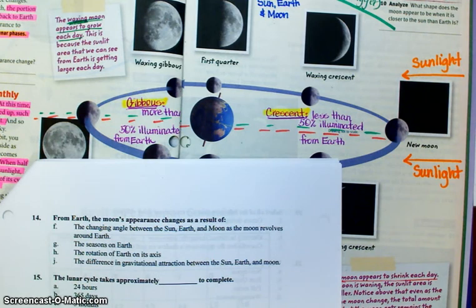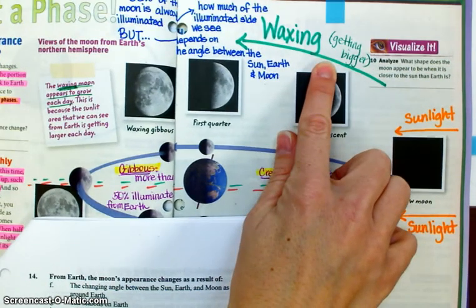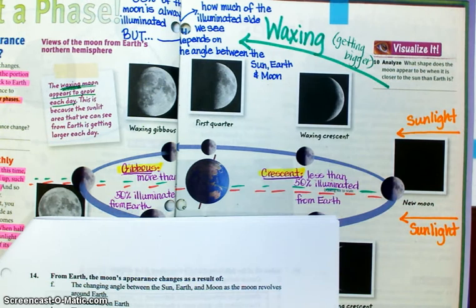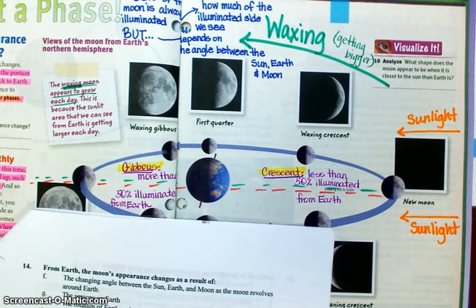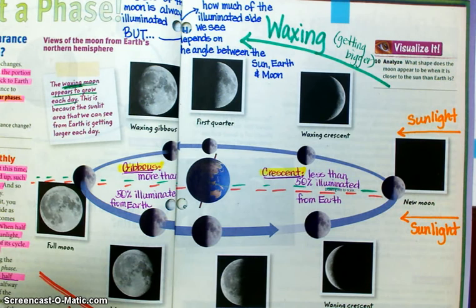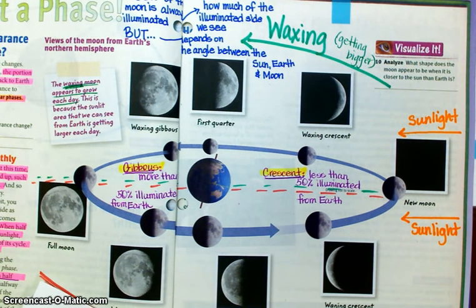Number 17, why are solar and lunar eclipses rare? Okay, I'm going to skip that one for right now because that's on the next page when we talk about lunar and solar eclipses. Go to 18. Which word means growing or increasing? Growing or increasing. Getting bigger, that's waxing. Okay. When the side of the moon that faces us is less than 50% illuminated, it is a crescent. Okay. Skip number 20 because that's about eclipses.